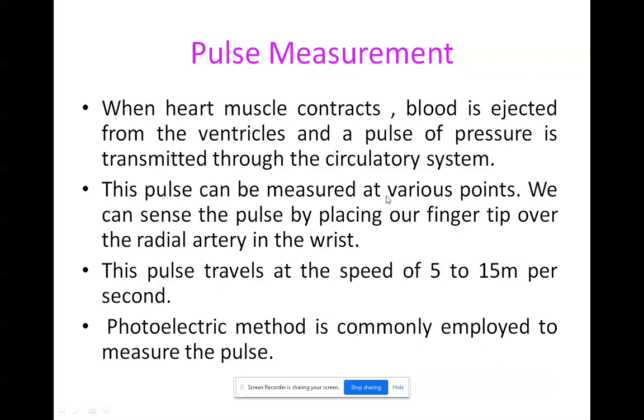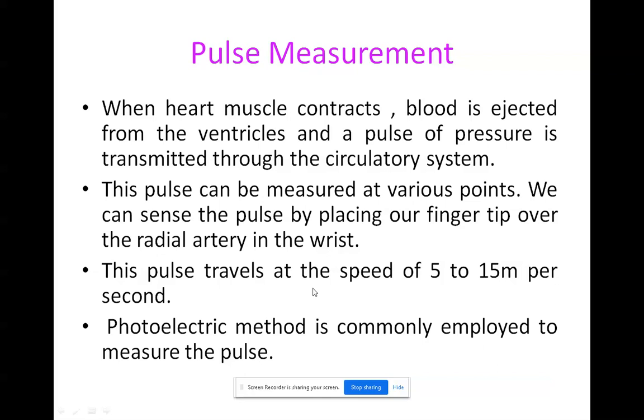This pulse can be measured at various points. So we can sense the pulse by placing our fingertip over the radial artery in the wrist. So in the wrist, you can check the pulse by sensing the radial artery. Okay, the artery which is running from the heart to the hand. So in that artery, blood vessel, you can check the pulse of the heart.